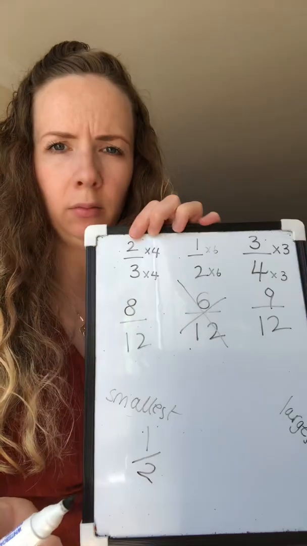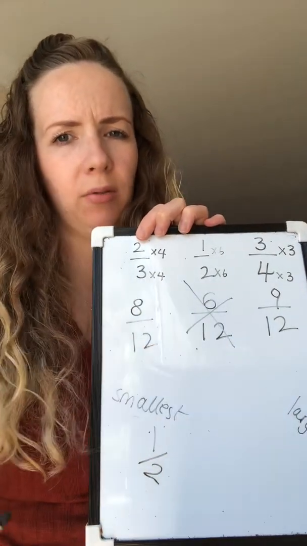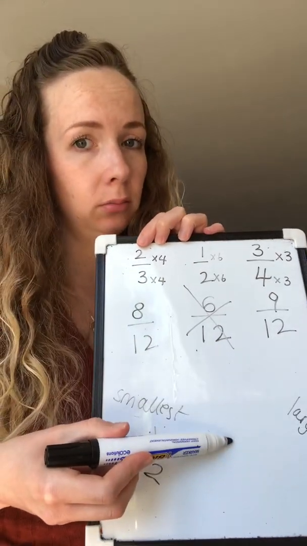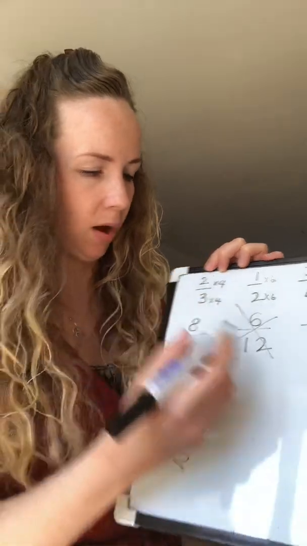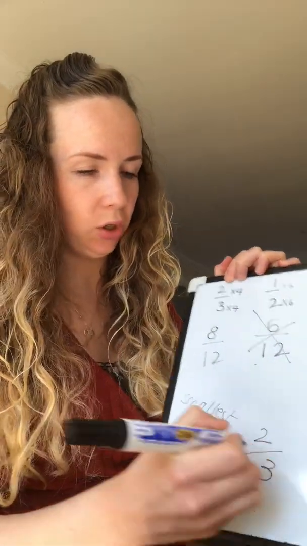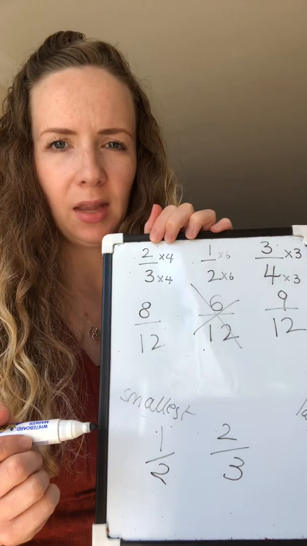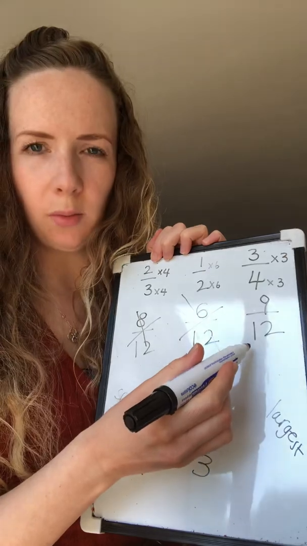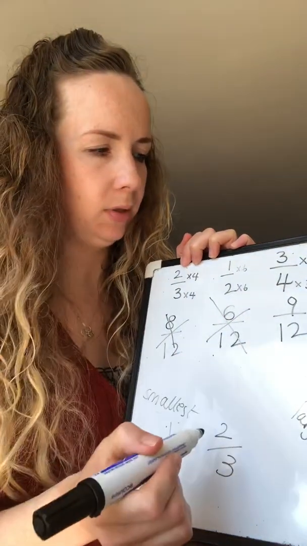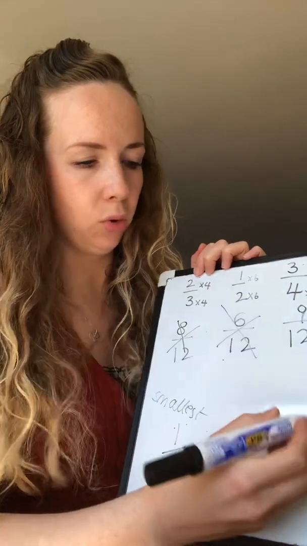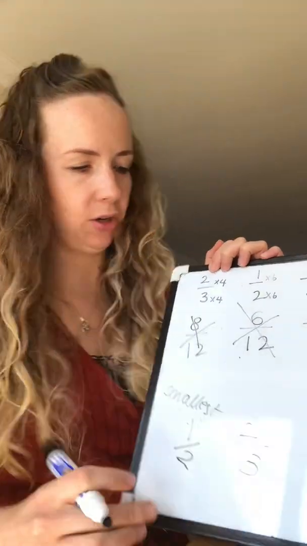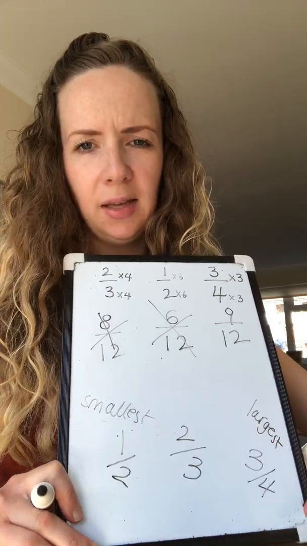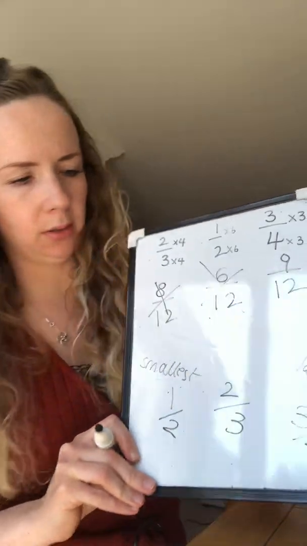My next largest one, well, I've only got 8/12 or 9/12 left. So it must be 8/12. Am I going to write 8/12 here? No, I'm going to write 2/3 because that's my original fraction. So I'll put my 2/3 just there. And finally, nice and easy, I've just got one fraction left, which is 9/12, but I'm going to write 3/4 because that was my original fraction. So as you can see, from smallest we've gone half, then 2/3, and then 3/4.